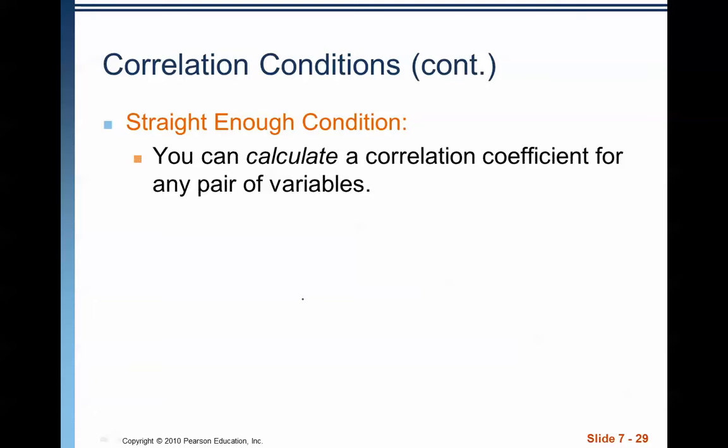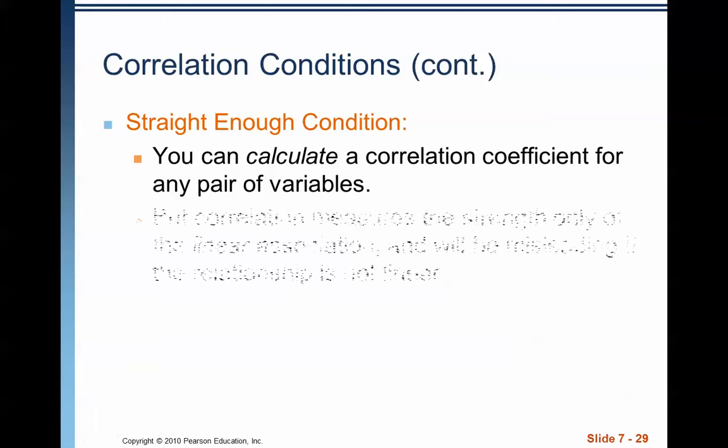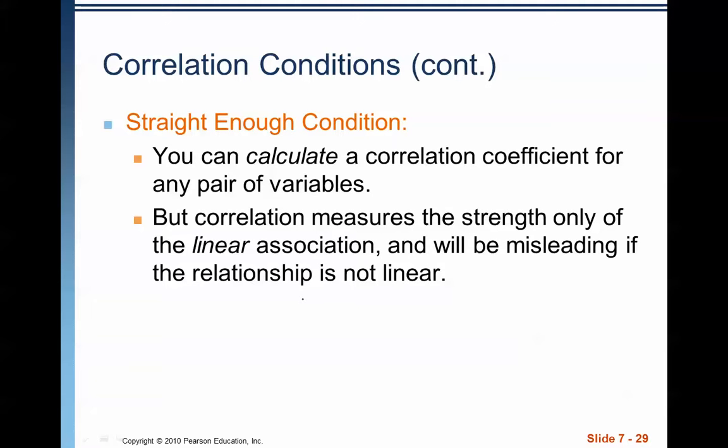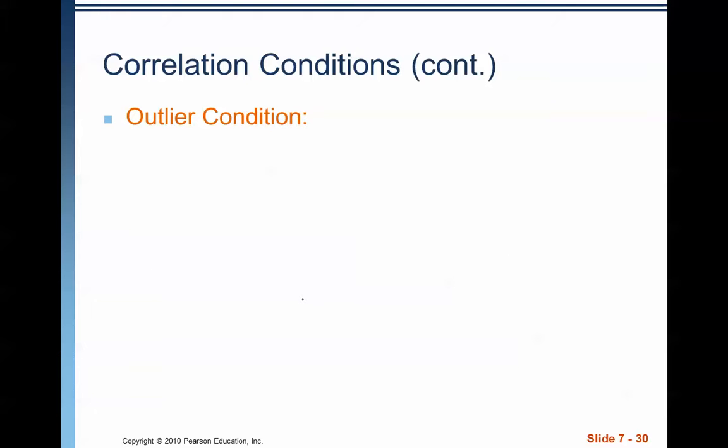Is it straight enough? You're going to want to look at the actual scatter plot of the situation. You can calculate the correlation coefficient for any pair of variables, any set of numbers, but it doesn't mean anything if we don't already have some linearity in the data. And you can make things that have a high correlation coefficient that are not linear at all, and I will show you that in a little bit. It only measures the strength of linear associations, and that number will be misleading if it's not linear.